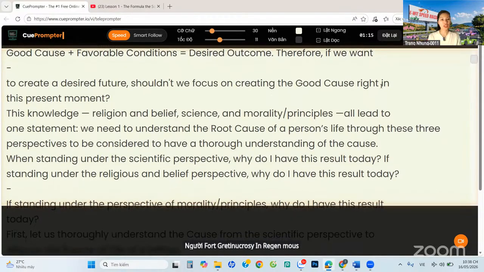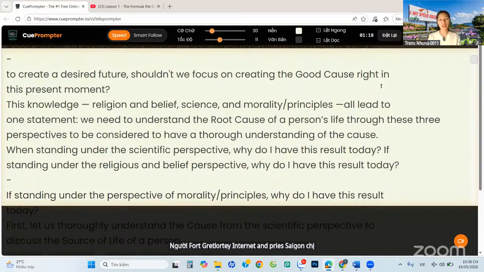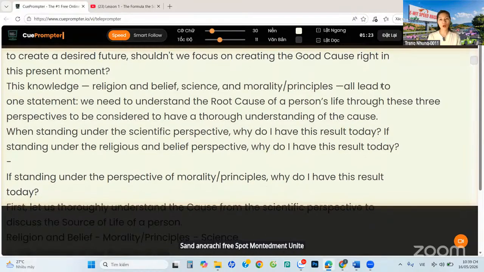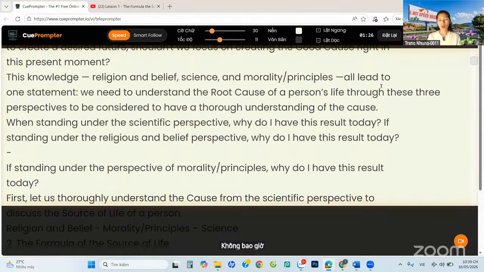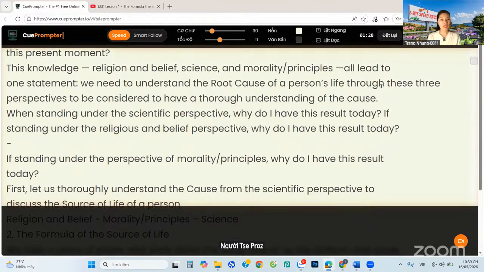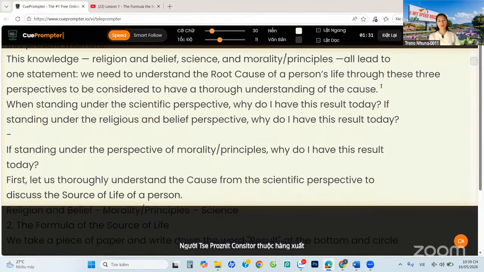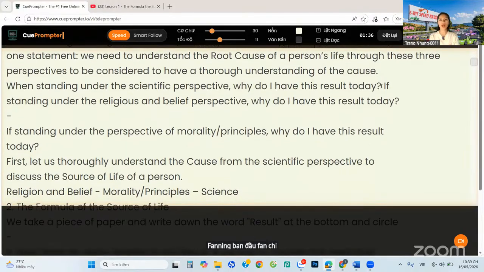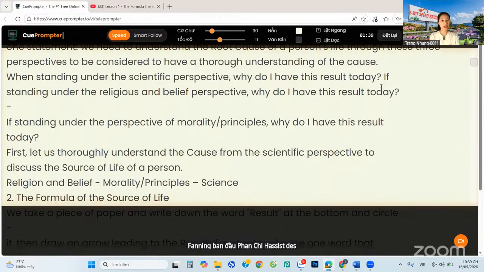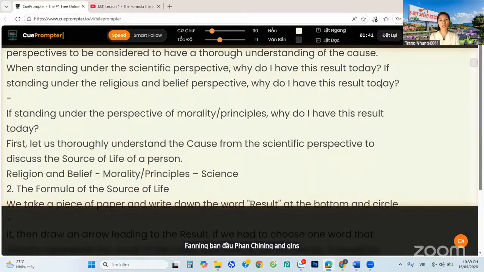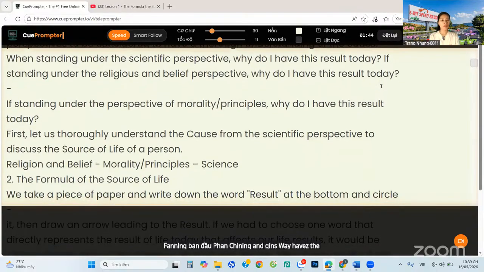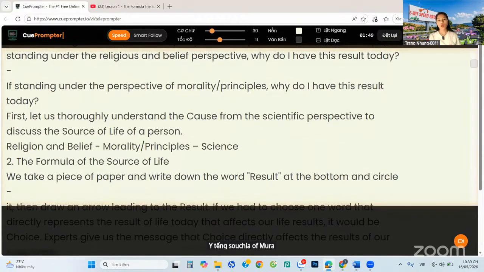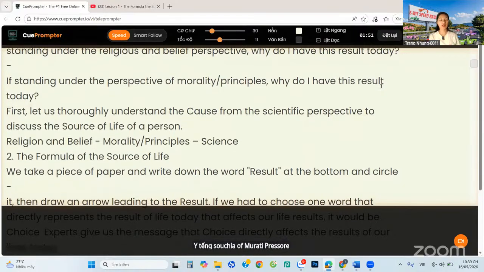Knowledge, diligence, and belief, science and morality principle all point to one statement. We need to understand the rules of the source of a person's life through these three perspectives to be considered to have a thorough understanding of the cause. When standing under the scientific perspective: why do I have this result today? If standing under the religious and belief perspective, why do I have this result today? If standing under the perspective of morality principle, why do I have this result today?